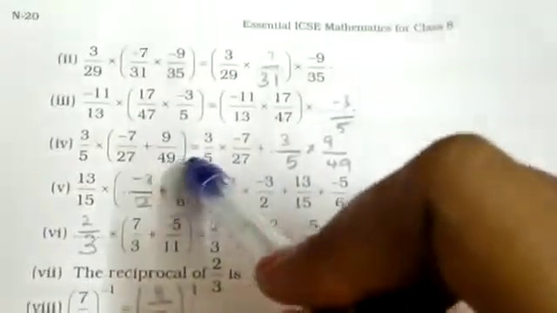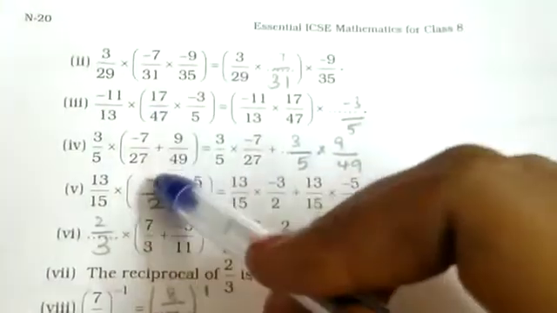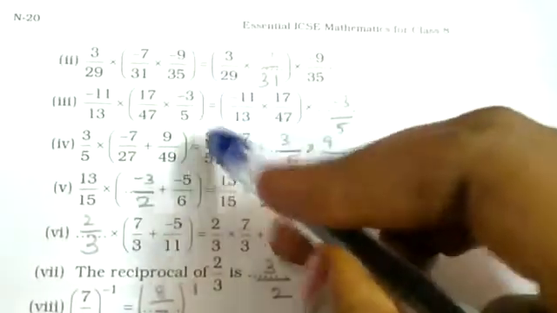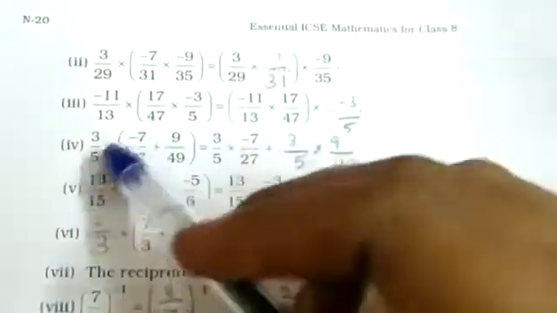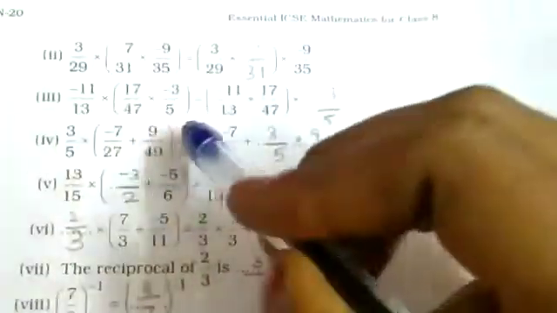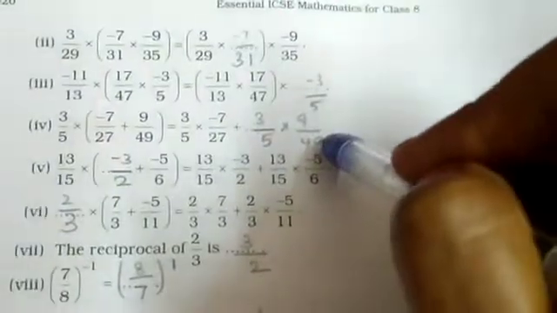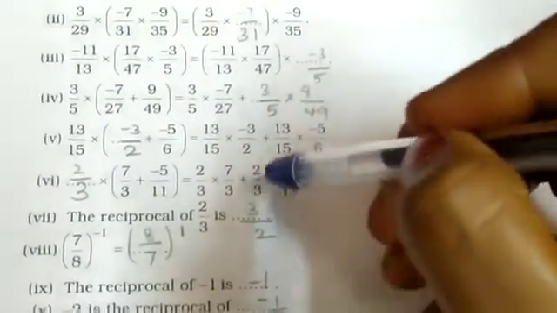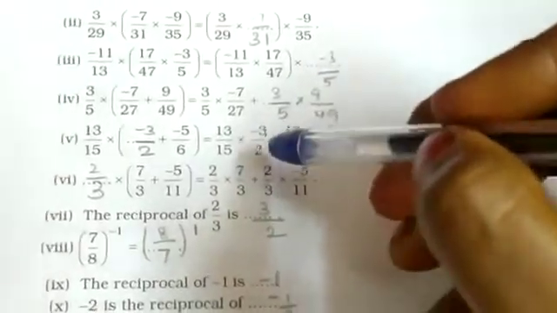Next one, this is the distributive property, because 3 by 5 into minus 7 by 27 plus 9 by 49. The first set is 3 by 5 into minus 7 by 27, so the first set will be written. In between you have a plus, which means the distributive property. The next one is what? 3 by 5 multiplied with 9 by 49. Like this, these two will be the distributive property only. So use the distributive property to write that.